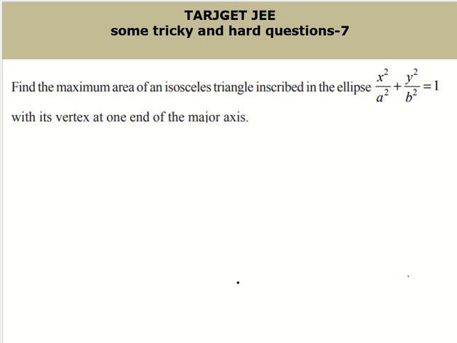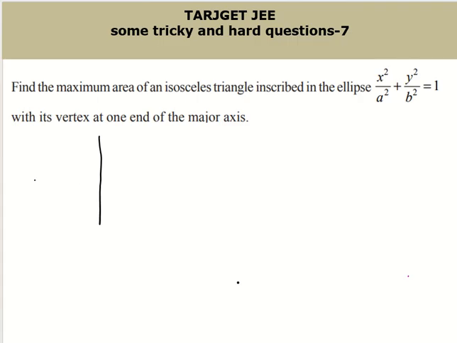Hi, in continuation with some tricky and hard CBSE questions, we have another question on maxima minima. Find the maximum area of an isosceles triangle inscribed in an ellipse x square by a square plus y square by b square is equal to 1 with its vertex at one end of the major axis.